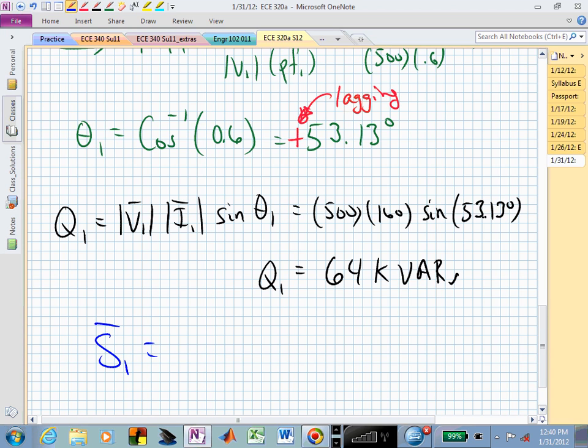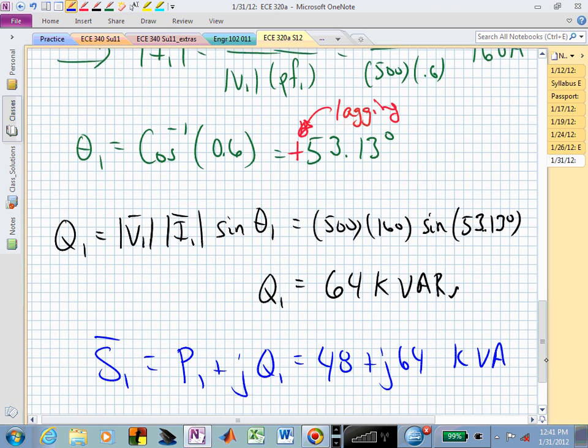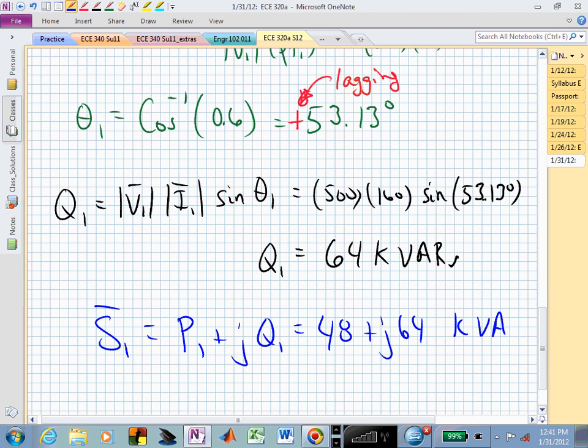Or the complex power is 48 plus j64 kVA, written in rectangular form, real part and reactive part. That shouldn't present a problem, finding that information from the given values or quantities specified in the problem statement.